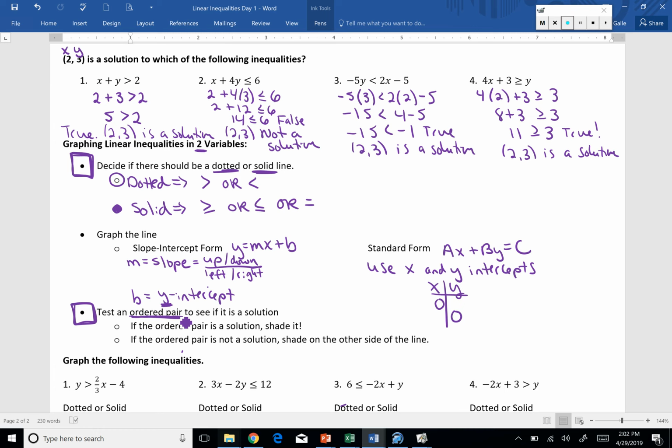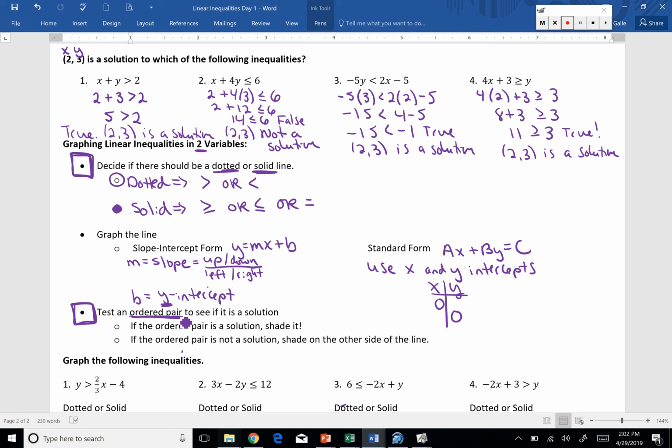It's the same idea now that we're working in 2 dimensions, except instead of testing a single number, I have to test an ordered pair. If that ordered pair works, I want to shade that side of the line. If that ordered pair doesn't work, I want the other side. Okay? So those are the only 2 new ideas we have. We know how to test ordered pairs. We know how to graph lines.